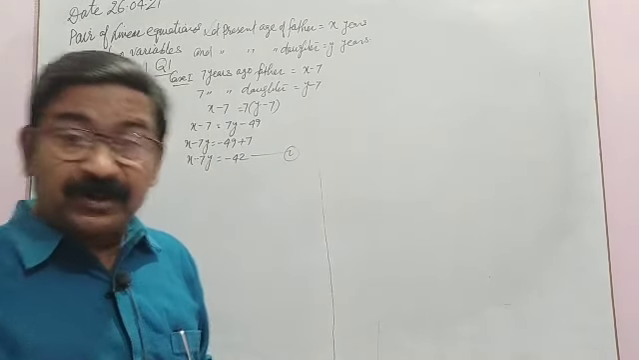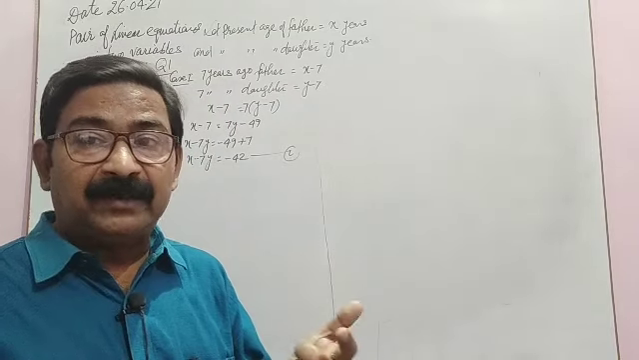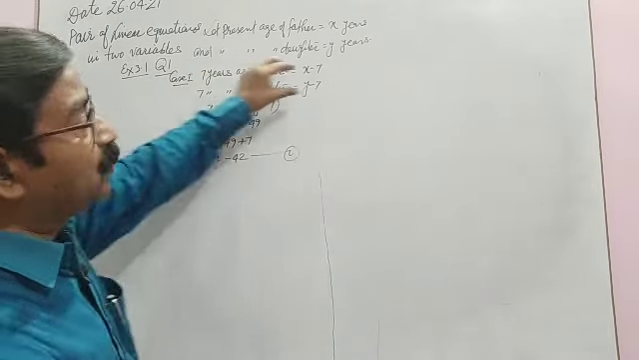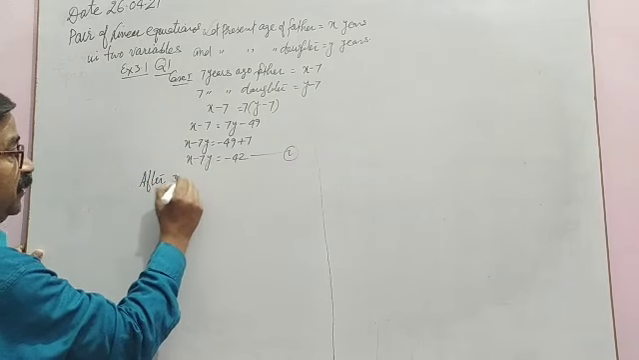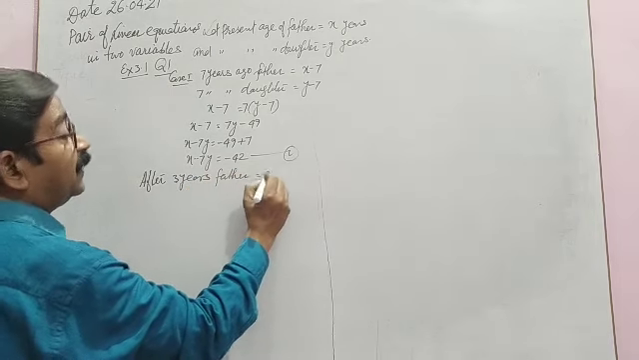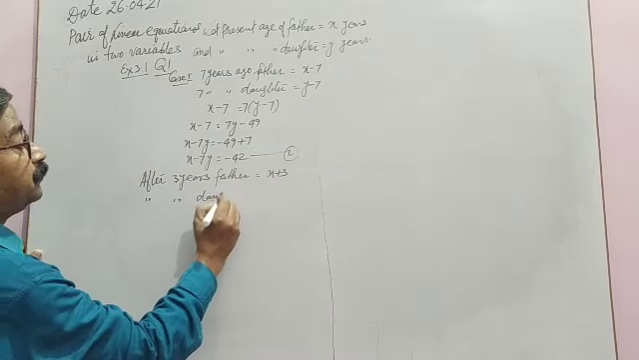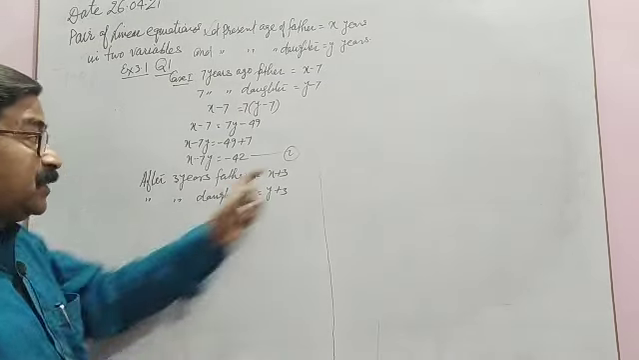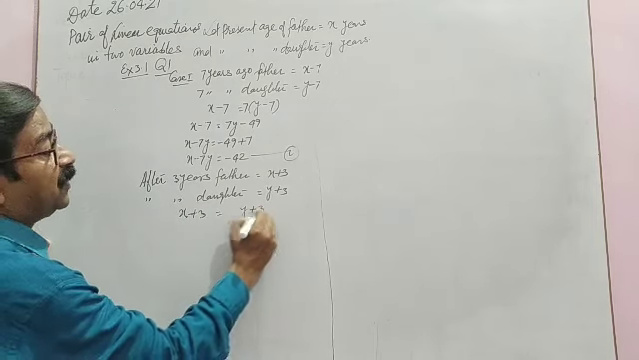Now one more situation is given. After 3 years, father will be 3 times as old as she will be then. So we will again find the age of both after 3 years. So we write like this: after 3 years father will be x plus 3, and after 3 years daughter will be y plus 3. Again let us compare their ages. This is x plus 3 father's age, y plus 3 daughter's age.